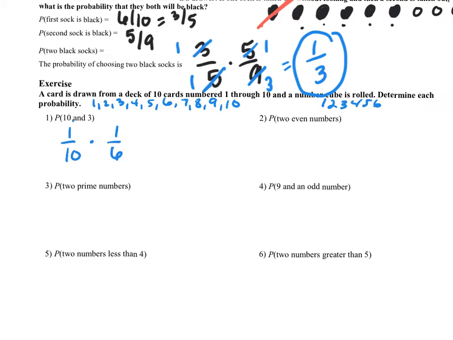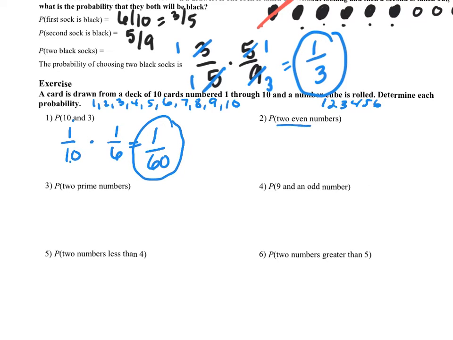The first one is the cards. The second one is the number cube. So 1 times 1 is 1. 10 times 6 is 60. So the probability of a 10 in the cards and a 3 on the number cube is 1/60. Yes? See it? See where we're going? Okay, remember these are independent of each other.